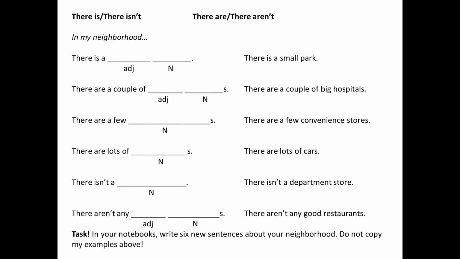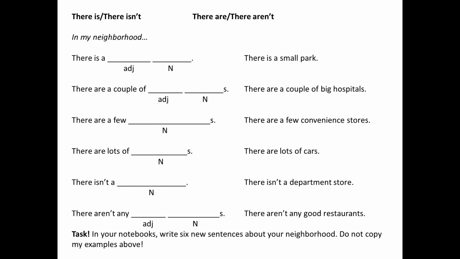Now let's move on. A little bit of grammar. And this grammar is there is and there isn't, and there are and there aren't. Now we use there is and there isn't when we only have one of something. So only one building, we're going to use there is or there isn't. And we use there are or there aren't when we have multiple. That means 2 or 3 or 4. Then we're going to use there are, there aren't.